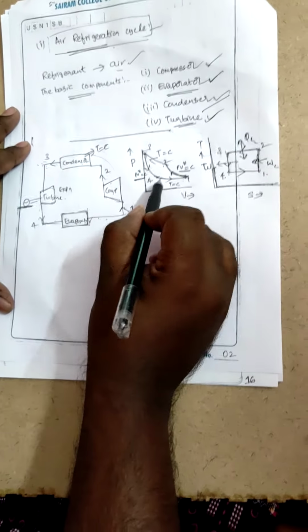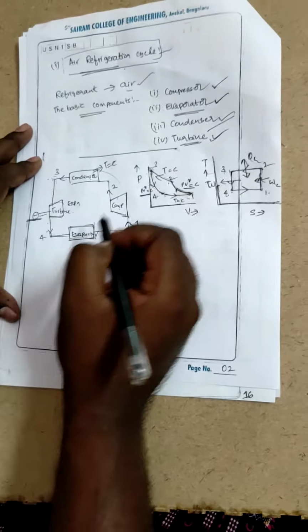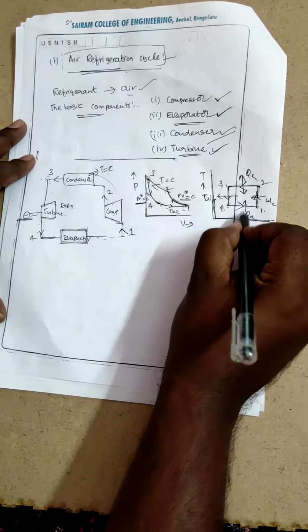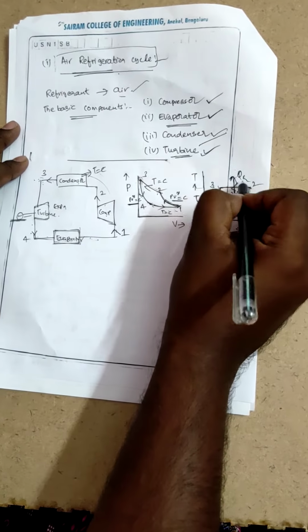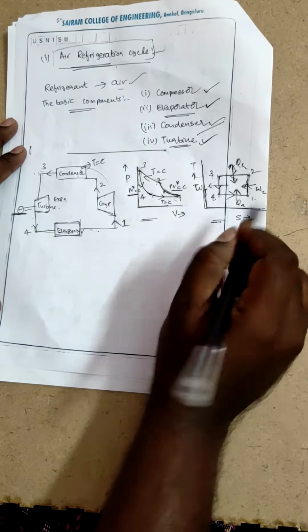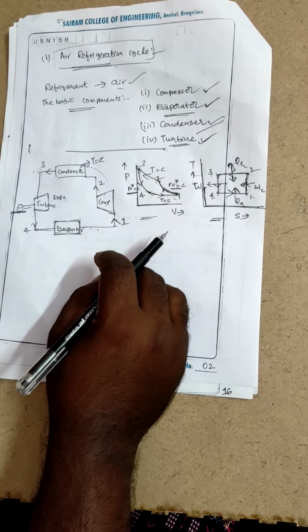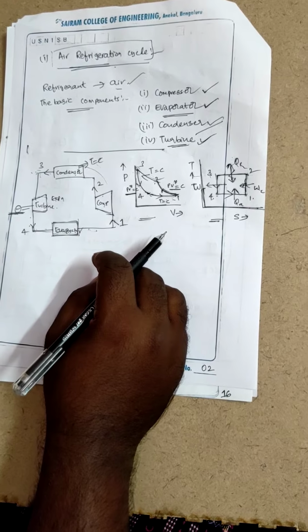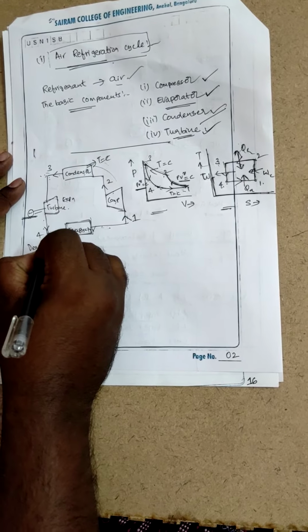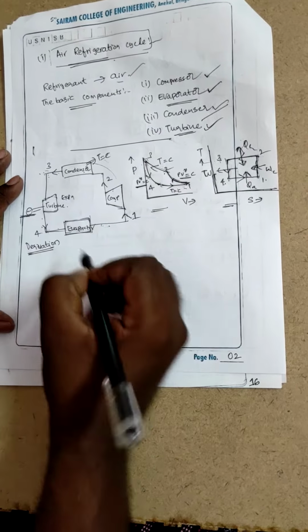The 1 to 4 process is the evaporator, so heat QA is added, and heat is rejected here. So this is the PV and TS diagram of the air refrigeration cycle. Now look at the derivation part. Now we'll see how the air refrigeration cycle COP is derived.